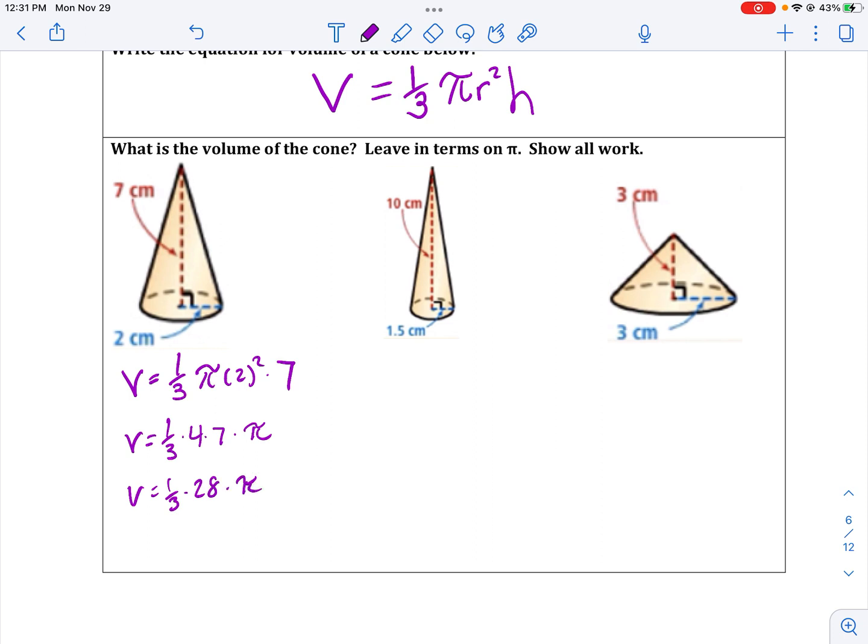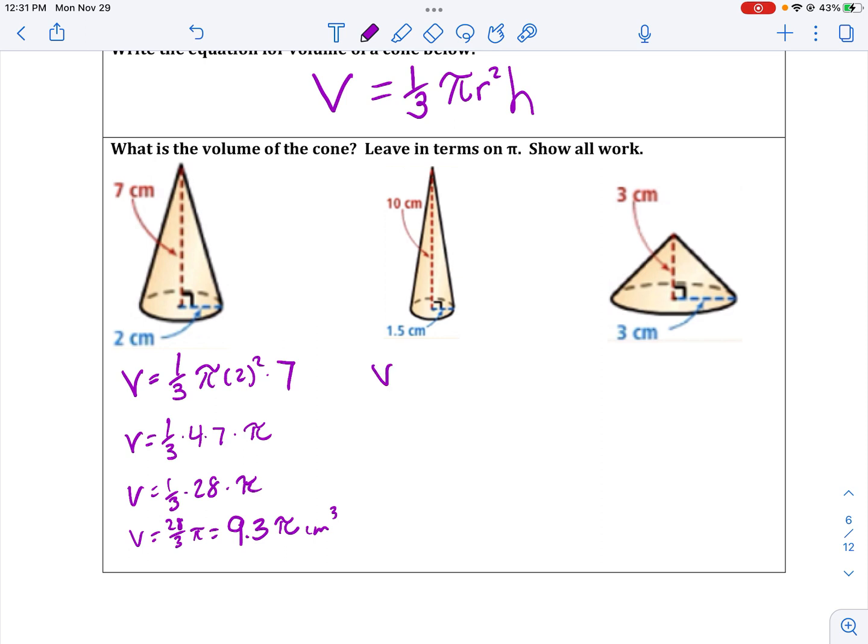And then 1/3 times 28. We could just do 28 over 3 pi, or we could do 9.3 to the nearest tenth pi centimeters cubed. And that would be the volume of that first cone.